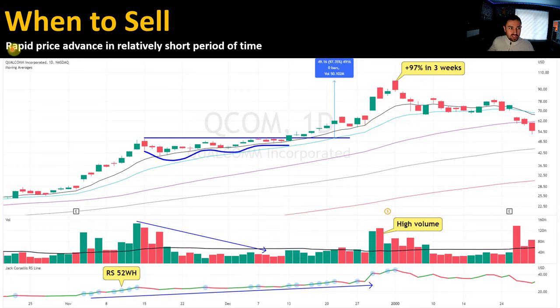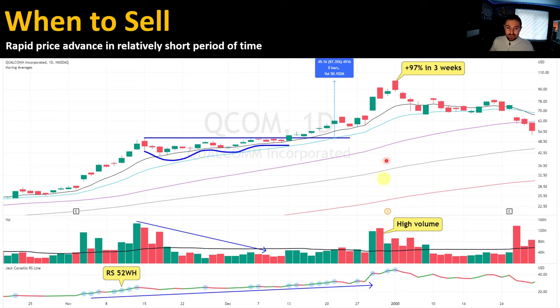Qualcomm, so this is the rapid price advance, in a relatively short period of time. Qualcomm builds a nice base here, one contraction, two contractions, three contractions, look how the volume dries up, 52 week highs in the base as well. Remember what we were saying, 52 week highs in the base, it's extremely strong. And then in the space of 3 weeks it goes up around 97%, and look at the high volume coming through as well. So we know the larger operators are active because of the high volume, and Qualcomm was a CAN SLIM leader at the time as well.